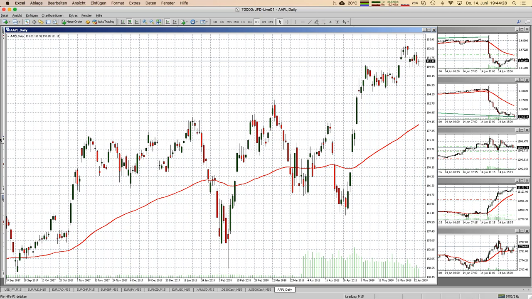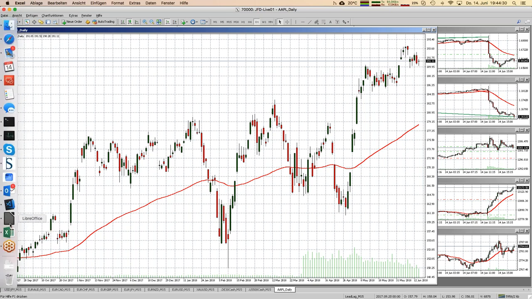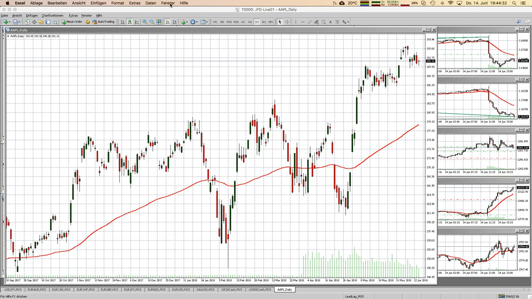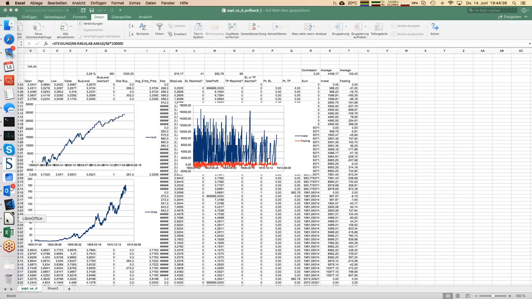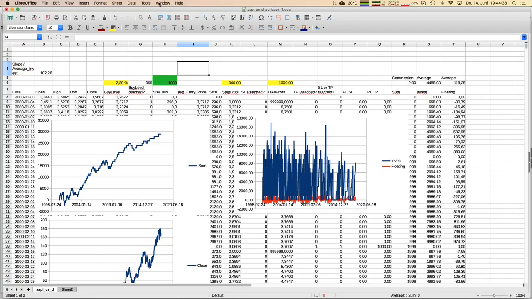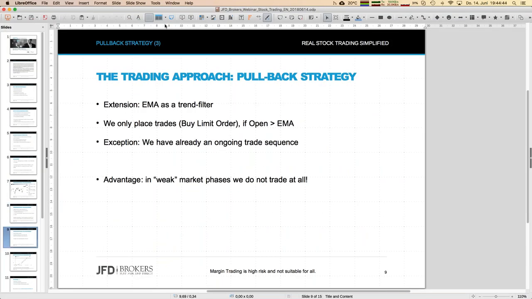So it's straightforward to have that kind of EMA as a filter. And let's use that here as well. But I have to make one additional comment for that. So, okay, we use that EMA as a trend filter, and we only place trades if the open is above the EMA. But there's an exception.